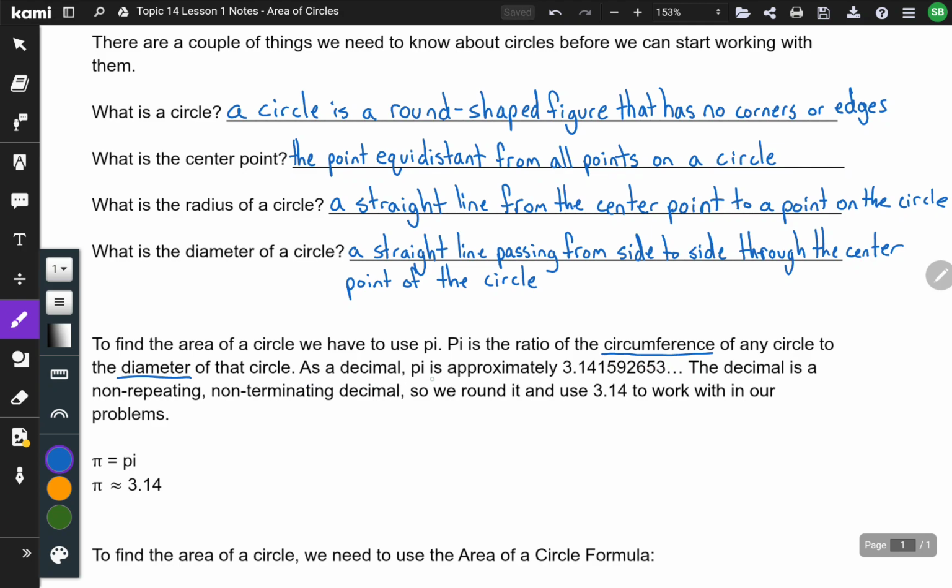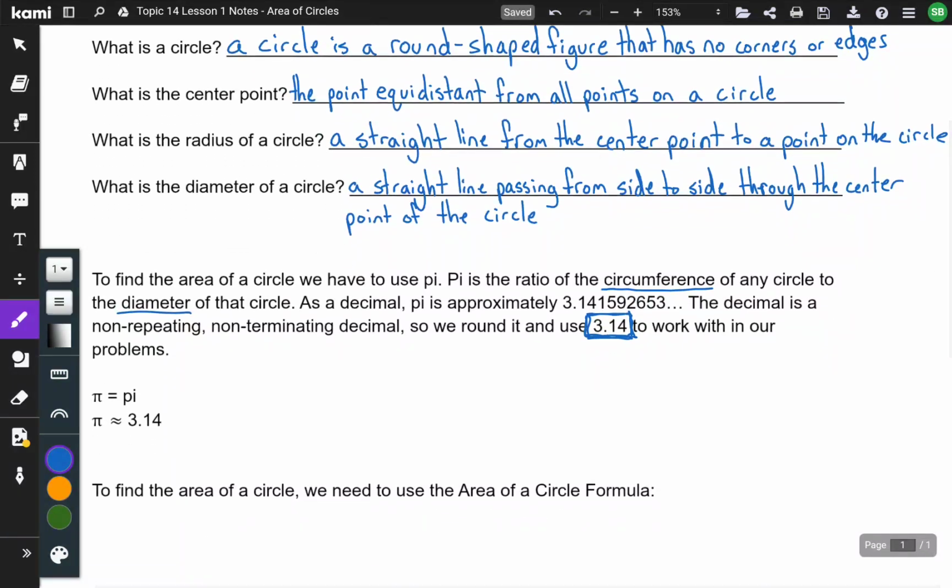As a decimal, pi is approximately 3.141592653. And if you know about pi, it goes on forever and ever and never repeats itself. It's called a non-terminating decimal. So what we do for our work is that we round it. We use 3.14. This number is your best friend for this topic. You'll learn to know it, you'll learn to love it, and it's going to be great.